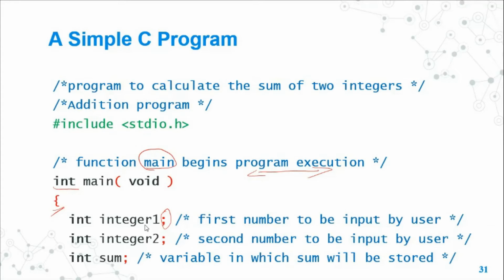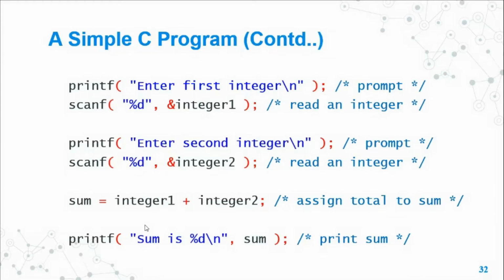So now we move on to the next line. The next line of the program is printf("Enter first integer\n"). You know what printf is: it is a function, and within these parentheses, within the double quotes, it is written as "Enter first integer \n".